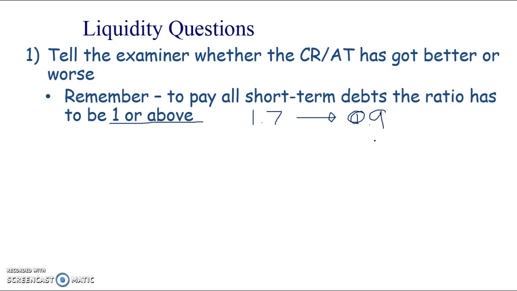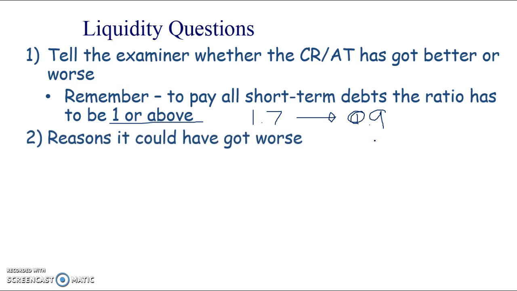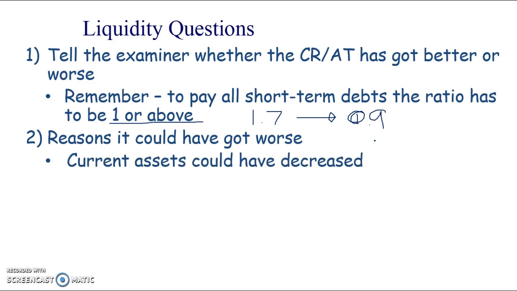It does get a little bit more complicated than that when you get to A-level, but don't worry about that at this point. And then it depends on the question, really. Reasons why it might get worse. Well, there's only really 2 reasons why things get worse. Either your current assets have decreased for some reason. Maybe the business has been expanding really, really quickly, and they've been using some of that cash and investing it into long-term projects, such as buying fixed assets. That could be a reason why it could have got worse.